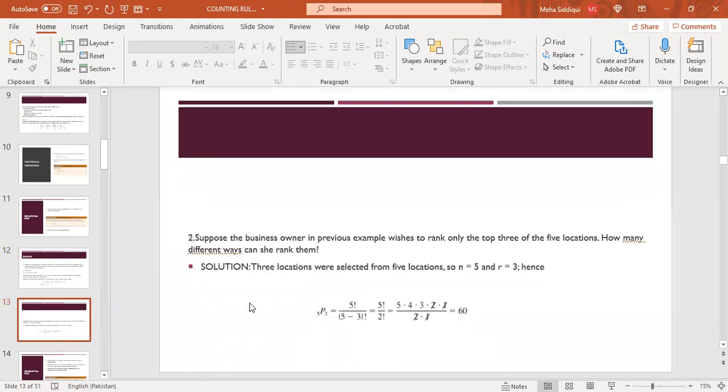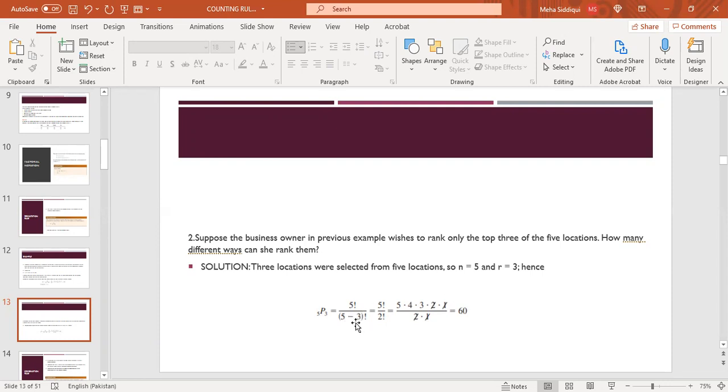Now suppose the business owner in the previous example wishes to rank only the top three of the 5 locations. So now we will have r = 3, and n will remain constant, that is 5. How many different ways can she rank them? Solution: 3 locations were selected from 5 locations, so n equals 5 and r equals 3.